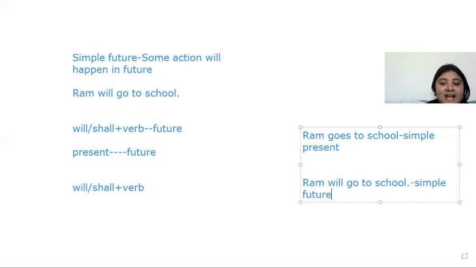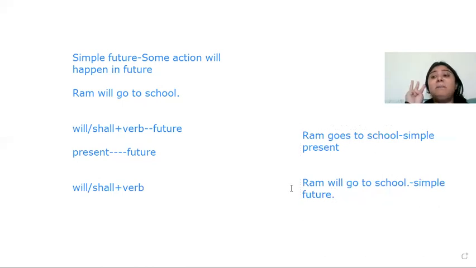So as easy as that. So what have we learned? We have learned about three types of tenses, three basic types of tenses. Simple present, simple past, and simple future. And what are those tenses? These are the three basic types of tenses.